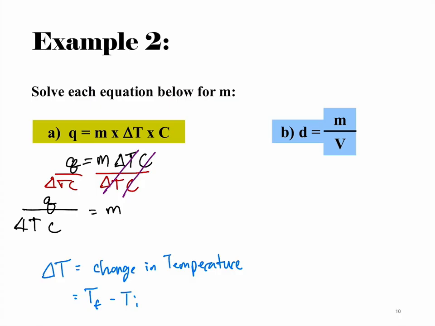Okay. Any questions on that? All right, and what about for B? This one is only a singular step. How do you isolate M here? Question? You multiply by what? V, right? So multiply by V to both sides times V. What happens to V on the right-hand side? Cancels out. M equals V times D.